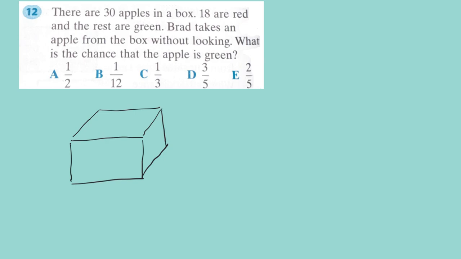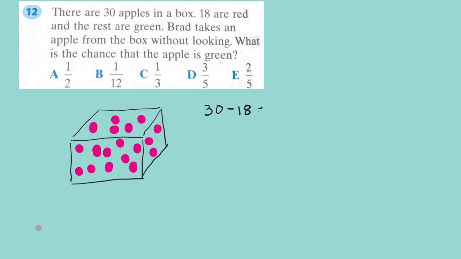There are 30 apples in a box, and I've drawn a box, and 18 of them are red and the rest are green. So 1, 2, 3, 4, 5, 6, 7, 8, 9, 10, 11, 12, 13, 14, 15, 16, 17, 18 of them are red. How many are green? If there are 30 altogether, then 30 take away 18, and so that must be 12. 12 must be green. We fill the box up. 1, 2, 3, 4, 5, 6, 7, 8, 9, 10, 11, 12.